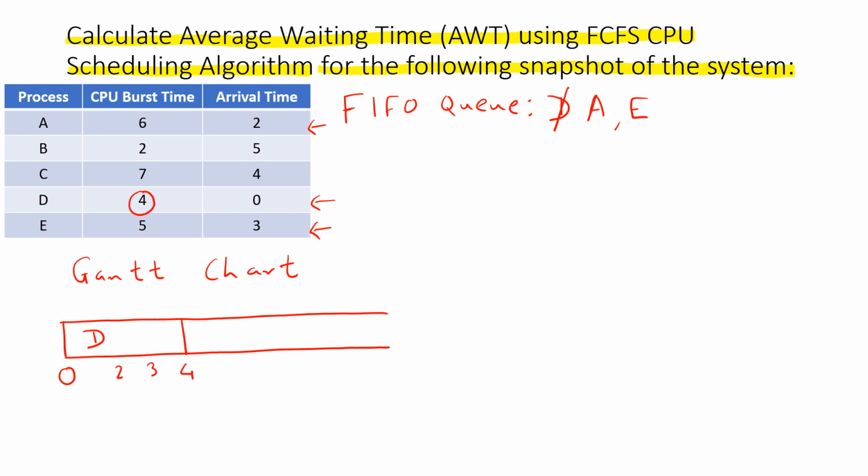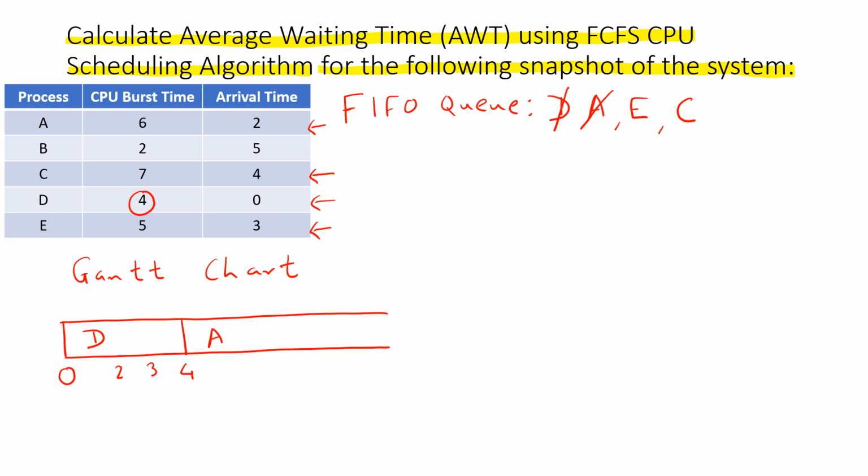Now once D finishes its execution at time unit 4, we realize that at time unit 4 another process enters the system, which is process C. So process C will be entered into the queue. Once D finishes, we look at the queue. The queue is first in first out. Out of A, E, C, A came first. So now the CPU will be given to process A.